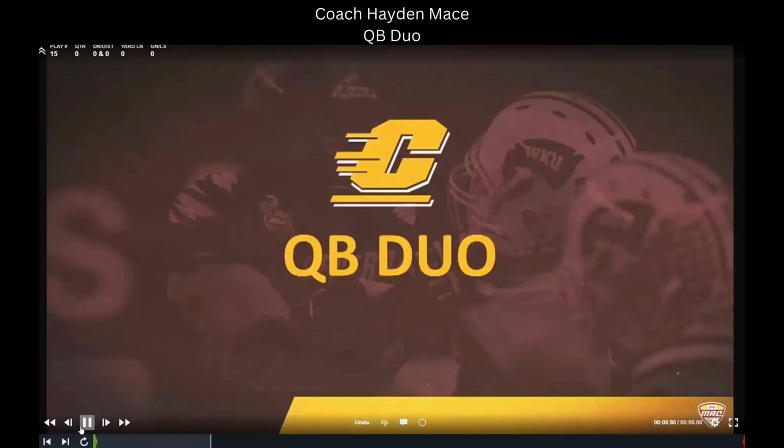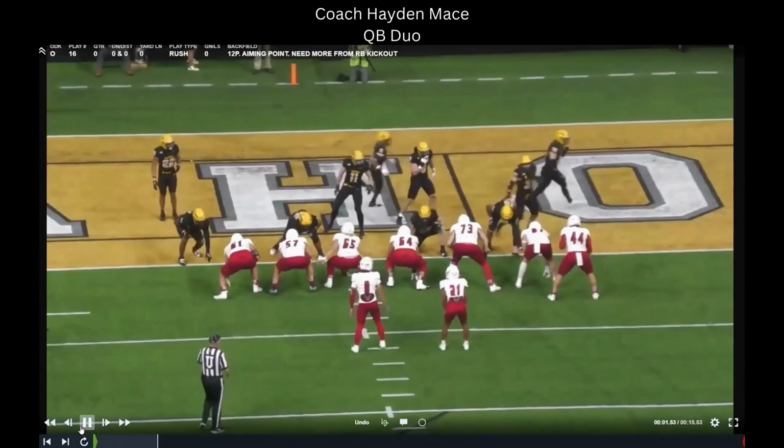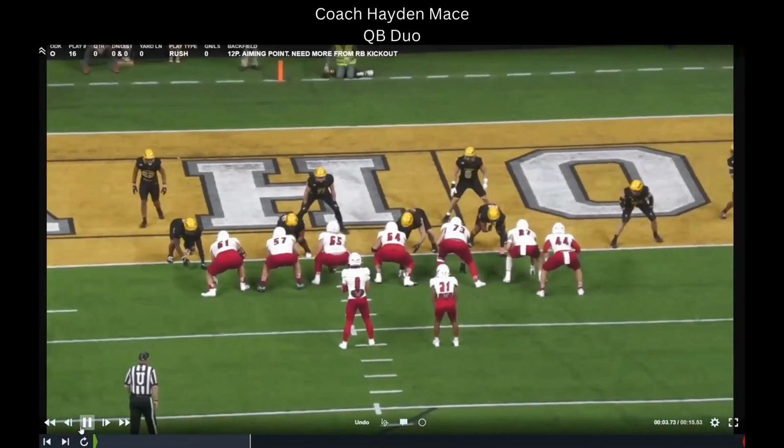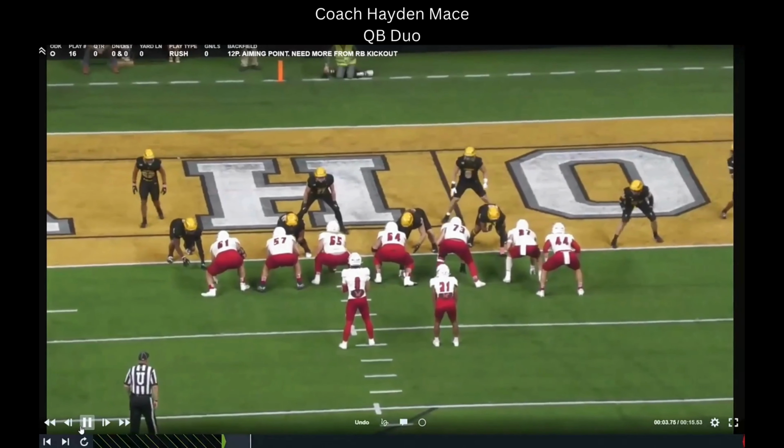So, okay, that's a lot of talk. Let's jump into this quarterback duo. Just taking a peek at this, I've got one clip, and then we'll get into the rules of how we install it, some of the base rules, and then more clips after that.